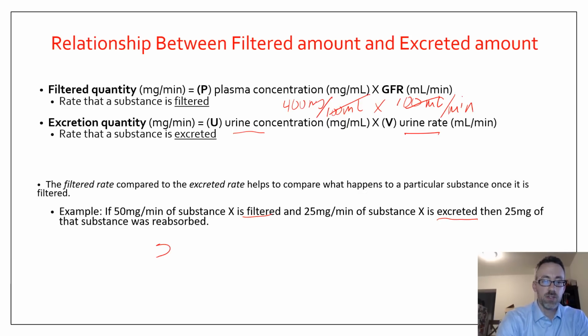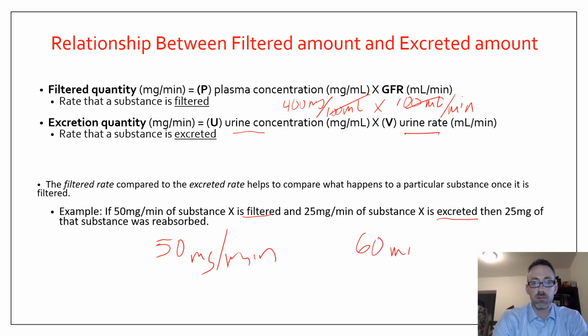So for example, let's say I filter 50 milligrams per minute in this case. But what ended up being excreted was 60 milligrams per minute. It's higher than the amount that got filtered, which means something must have been added to the nephron so it could excrete more. And so we would say in this case, the substance was secreted.